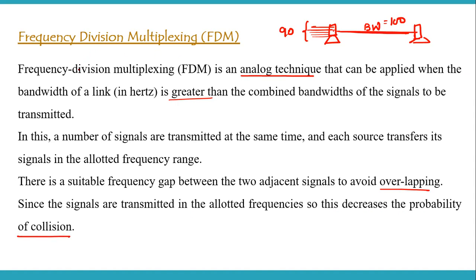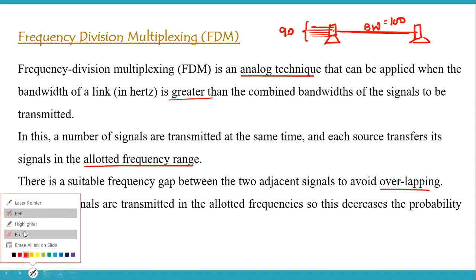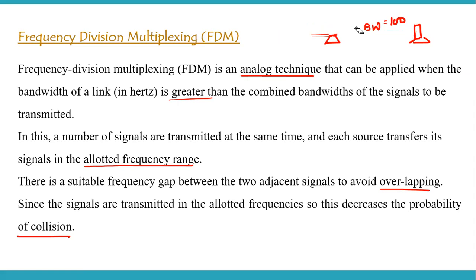So what happens in frequency division? Signals are transmitted at the same time, but each source transfers signals in its allotted frequency range. If suppose from different sources the data is being sent, each source is allotted a frequency range, that whatever messages or information you will be sending, a particular frequency is allotted to you. So you cannot go beyond that frequency range. Since there is a frequency range concept, no two adjacent signals will overlap each other, and this will decrease what?